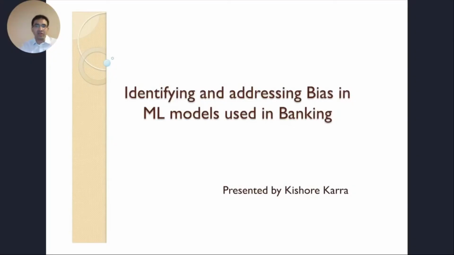I'm Kishore Kara. I work for JP Morgan Chase in the Model Risk Group. My team is primarily responsible for identifying risks posed by machine learning models used in different areas of the bank. In this presentation, I will be speaking about identifying and addressing some of the biases that could be inherent in the machine learning models used in the banking space. So this presentation is specifically in the context of banking.